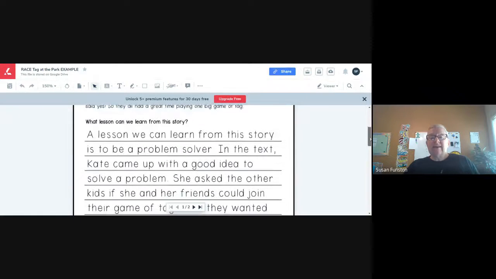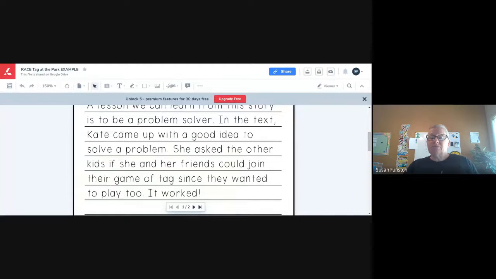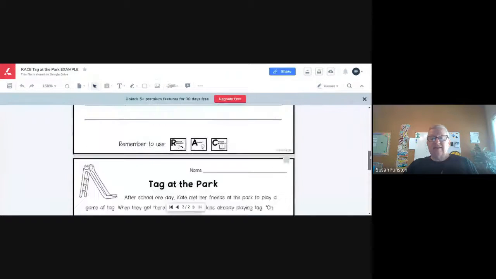In the text, Kate came up with a good idea to solve a problem. She asked the other kids if she and her friends could join their game of tag since they wanted to play too. It worked. So here's my cite evidence. I said in the text, so my reader knows that I'm citing my evidence from the text. And I say what happened in the story. Kate came up with a good idea. Her idea was to ask the other kids if she could join their game, and it worked. So this is an excellent example of using the R, A, and C, restating the question, answering, and citing text evidence.